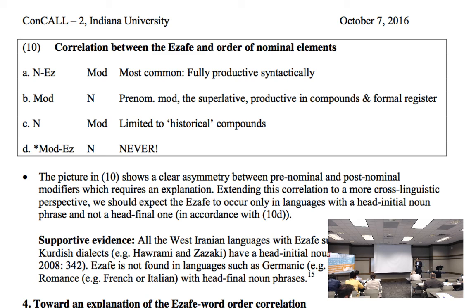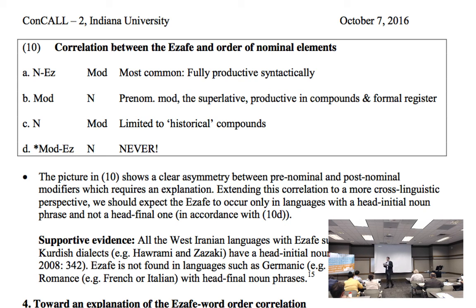So this picture in 10 shows a very clear asymmetry between pre-nominal and post-nominal modifiers, which requires an explanation. Looking at it from a more cross-linguistic perspective, one might say that you should expect the Ezafe to occur only in languages which are actually head initial, right? If we take this correlation very seriously, then you might expect that, in accordance with what we see in ND. There is some supporting evidence for this.